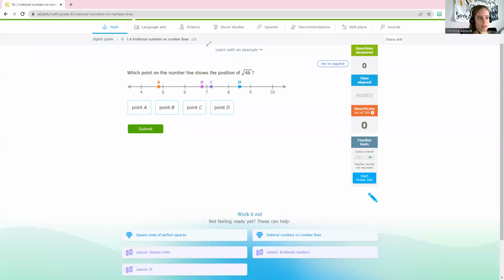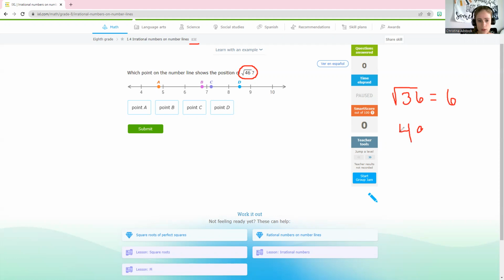All right, here we are on IXL assignment 8-3E, irrational numbers on number lines. So our first question here says, which point on the number line shows the position of the square root of 46? Now, we just worked on our perfect squares. Is the square root of 46 a perfect square root? Well, I know that the square root of 36 is 6.